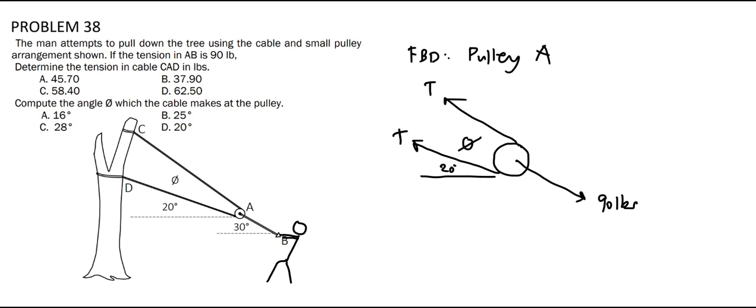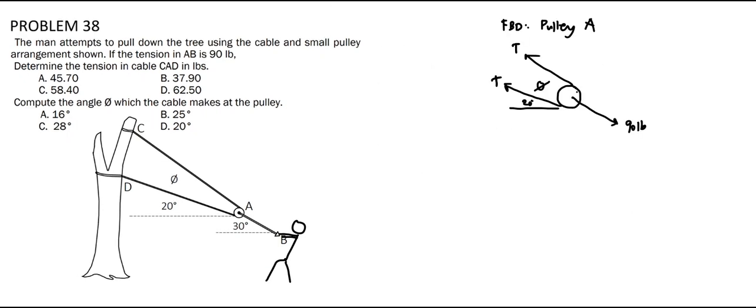Now to solve this problem, we can utilize the equations of equilibrium, that is taking summation force vertical and horizontal. Also, this angle right here is equal to 30 degrees. By the alternate interior angle theorem, this angle of 30 degrees will also be equal to this angle here, which is equal to 30 degrees.